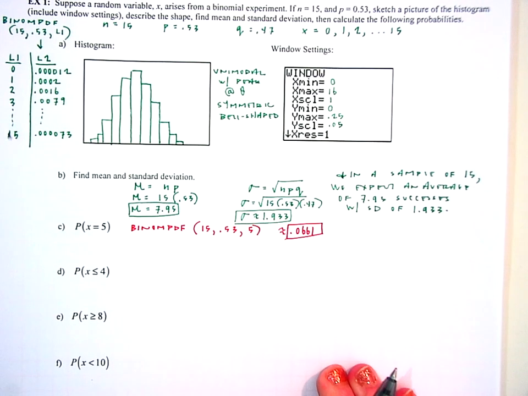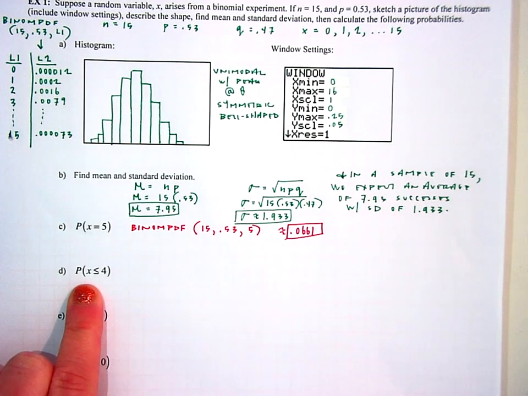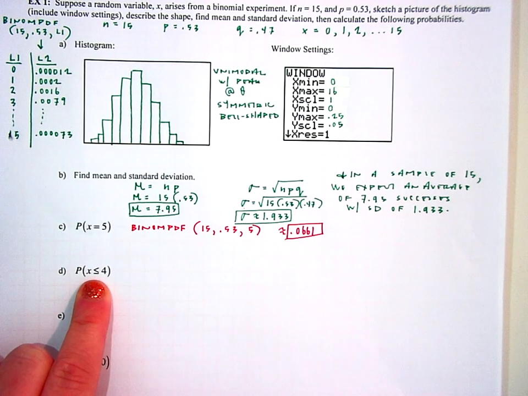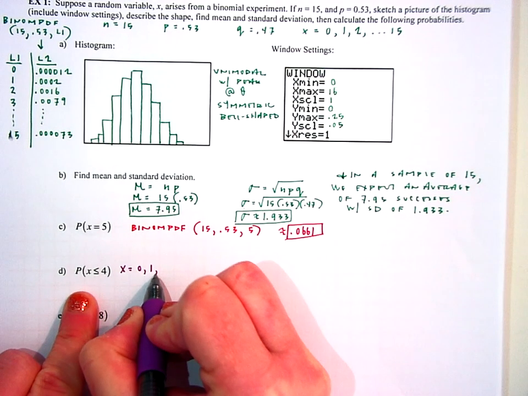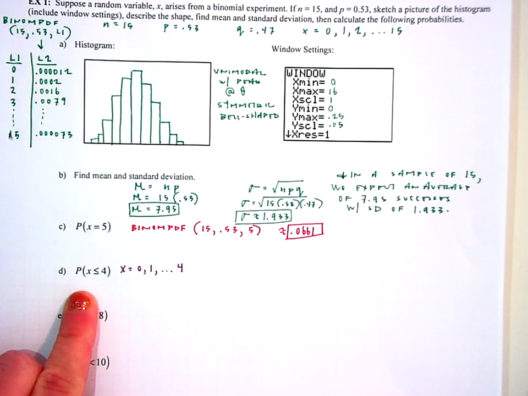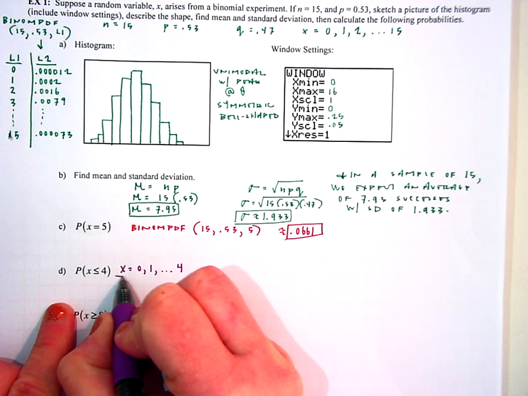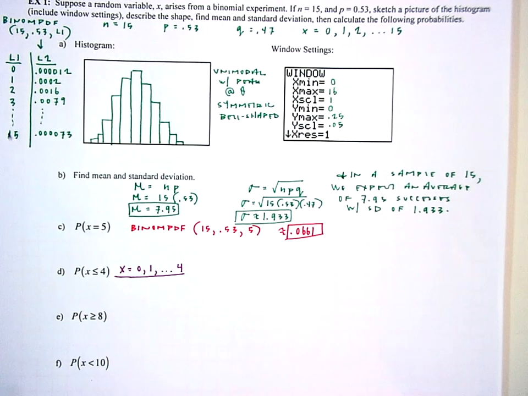Okay, my next one here is saying, well, now what about when X is less than or equal to 4? So let me just first define that. X could be 0, it could be 1, it could be all the way up to exactly 4. So here I'm using that cumulative distribution function. So I'm looking at exactly 4 successes or anything below that.